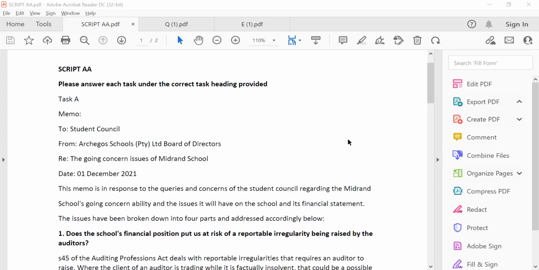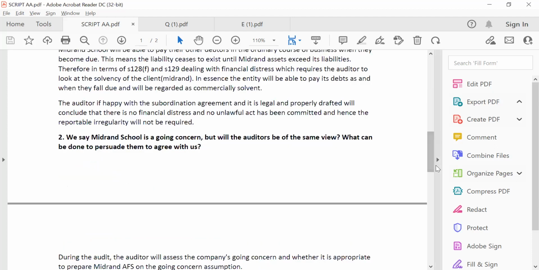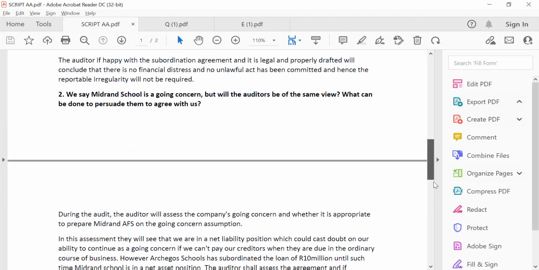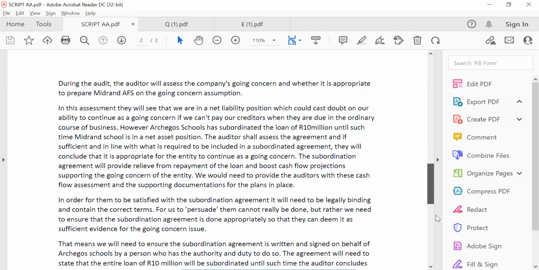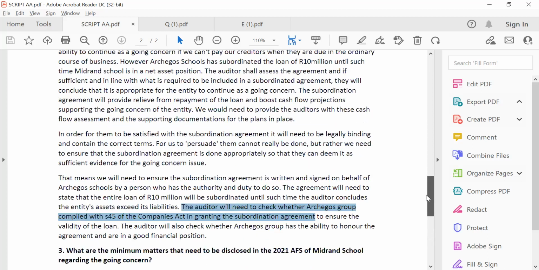Number 2, the question related to whether or not the Midrand school is a going concern and what type of evidence would need to be given to the auditors to persuade them to agree on the going concern status. And then the last question was in relation to the minimum matters that would need to be disclosed in relation to the going concern status of the Midrand school in the 2021 financial statements.